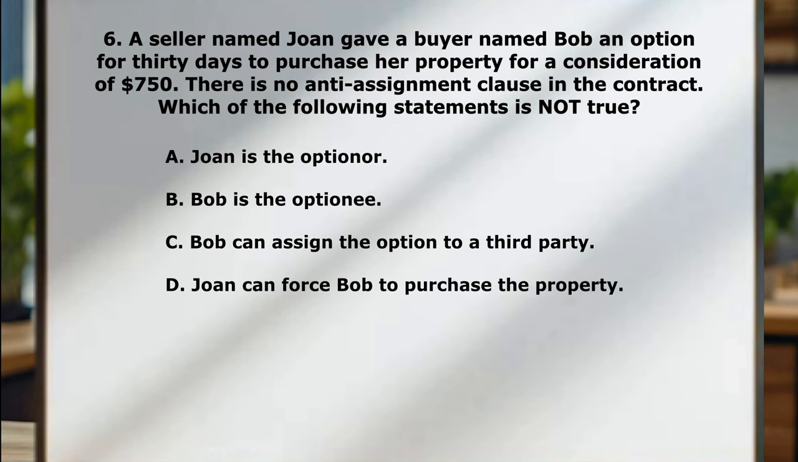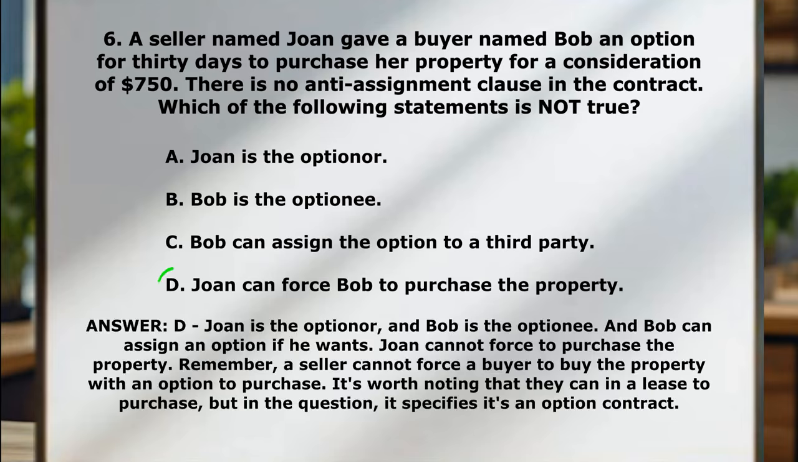Okay, so the answer is D, and we're gonna walk through each one, right? So Joan is the optioner, Bob is the optionee. Bob has the option to purchase the property, and because there's no anti-assignment clause, Bob can go ahead and assign the option if he wants to. So remember, a seller cannot force a buyer to buy the property with an option to purchase. It's worth noting that the seller can, in a lease to purchase, but in this question, it specifies it's an option contract, right? So Bob has the option.